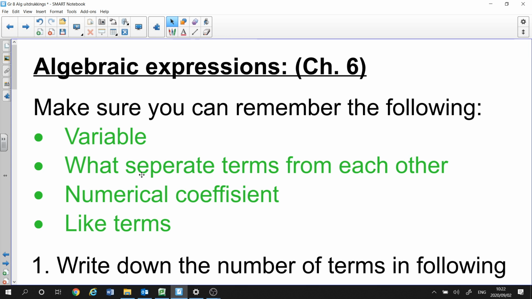What separates terms from each other? Remember, a plus and a minus separate terms from each other. That's the only signs, not a multiplication or division. It's only a plus and a minus.